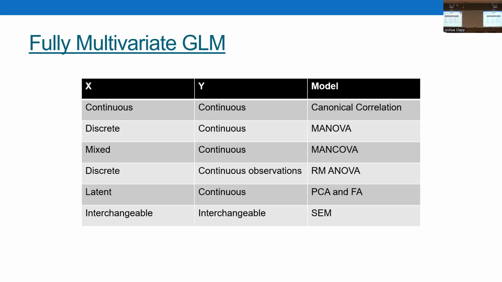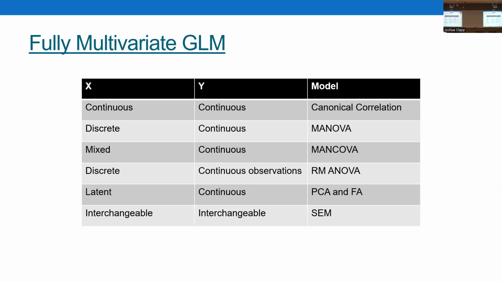In terms of versions of my fully multivariate GLM, if I've got a set of continuous predictors and a set of continuous outcomes, historically we've looked at these with something called canonical correlation. I've never actually seen a paper with this. There are problems with interpretation, but if we were to do that, that's a tool we could use. We don't see that a whole lot.